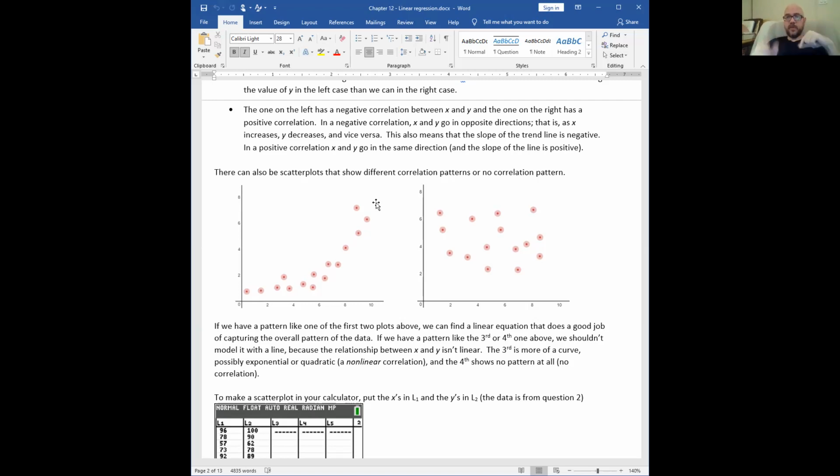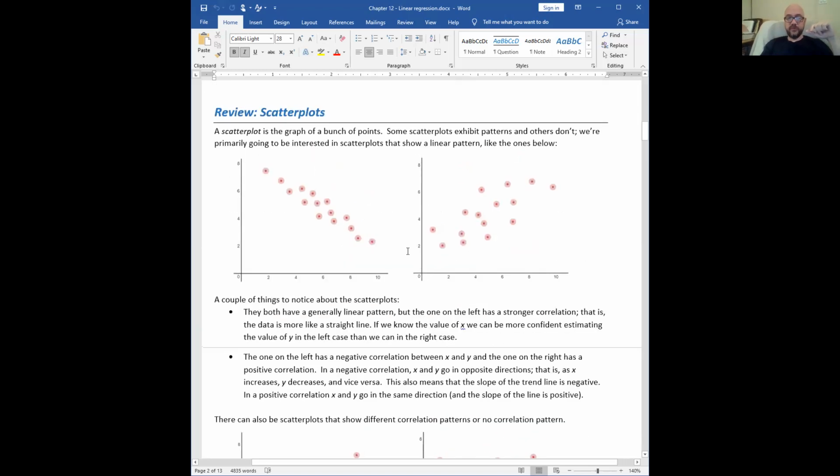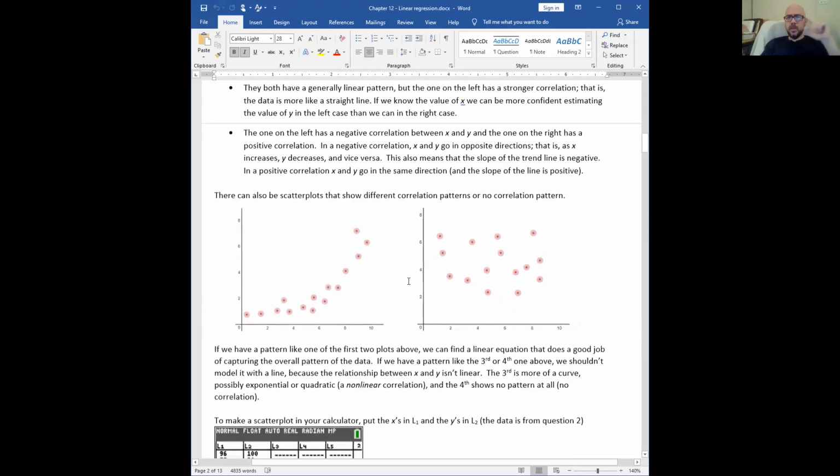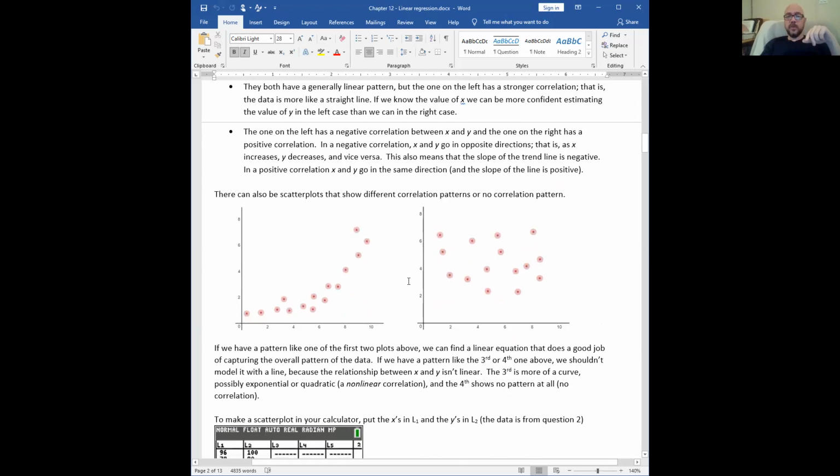So you want to look for patterns, and you want those patterns to be pretty straight, like these guys, right? The trend is pretty straight. I understand this is a bit more of an oval, but the trend itself, as X goes up, Y goes up fairly constantly. The pattern that we're going to be most interested in, or the second most interested in after a straight line, is no pattern, right? So there's not a trend here, right?